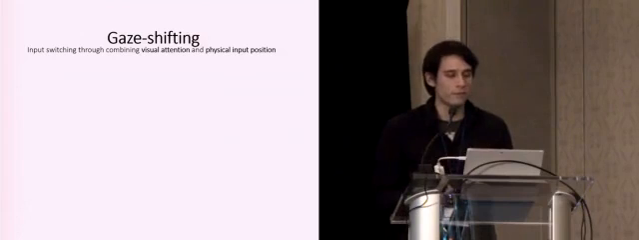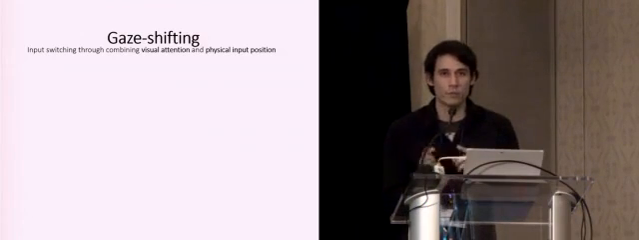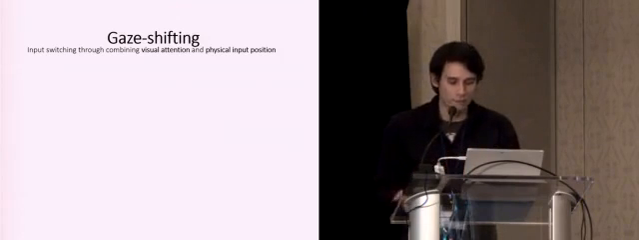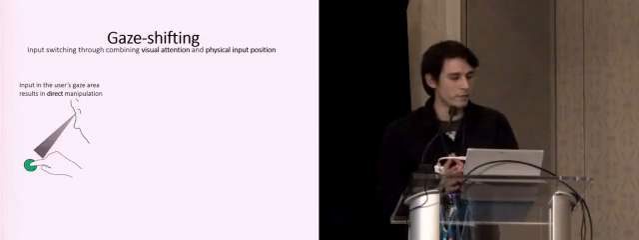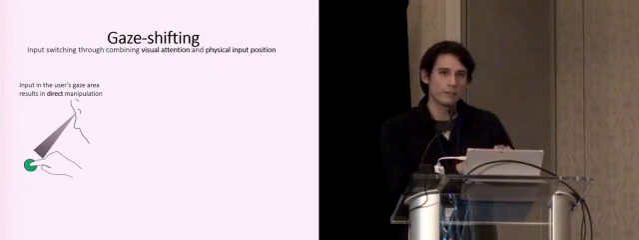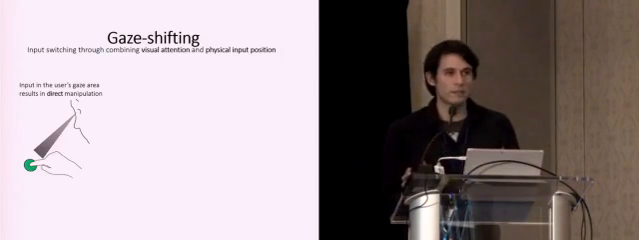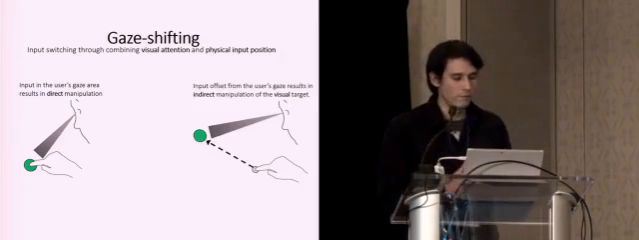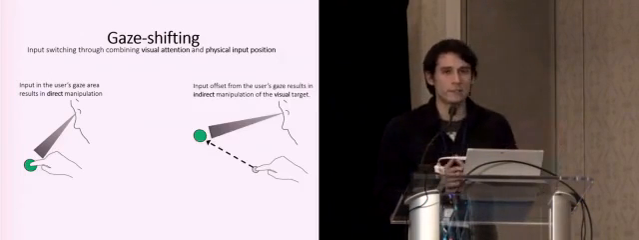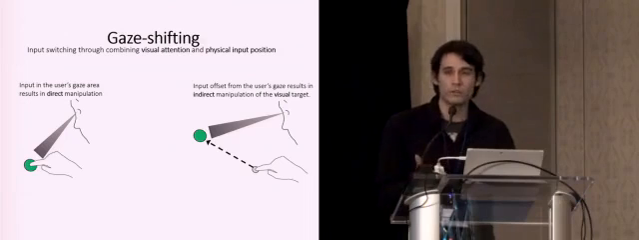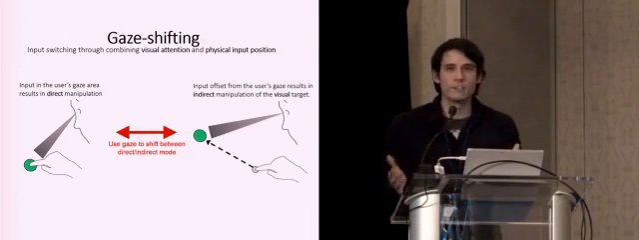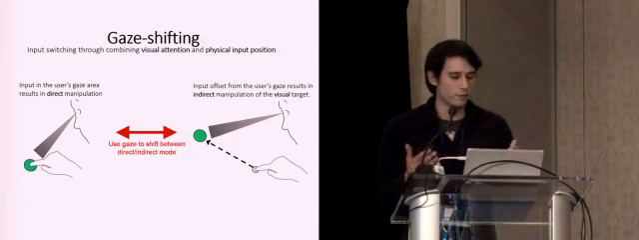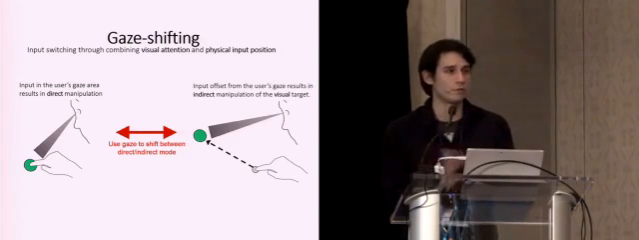This is based on two aspects. First, the user's visual attention, so where you're looking, and then the physical input position of the input device. In this example, when you look closely to where you touch, it's processed as direct input. If you, however, look far apart, it's automatically indirect input on the target you're looking at. Essentially, gaze shifting allows the user to switch between those two modes.